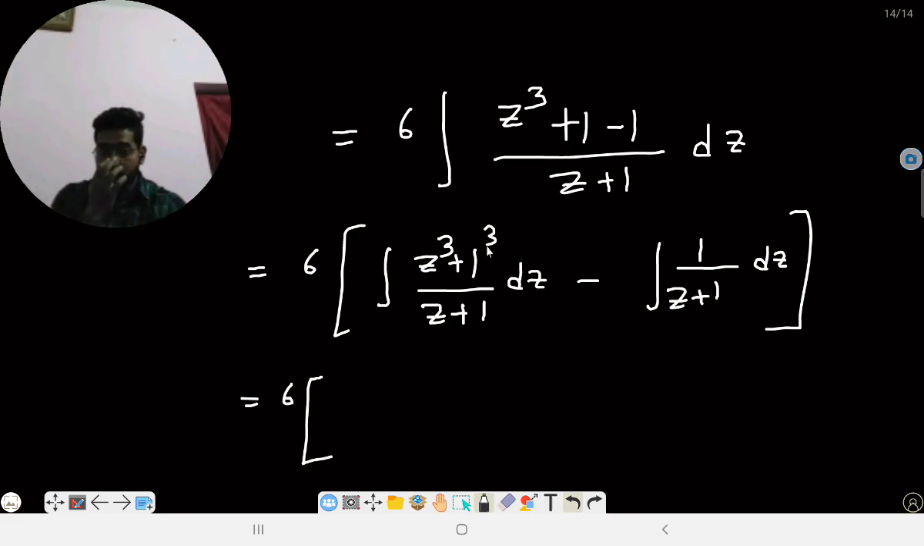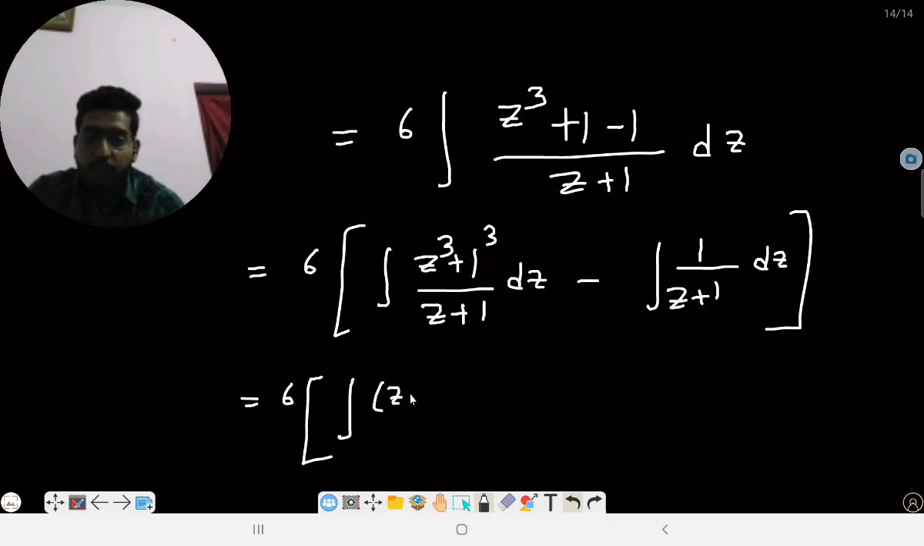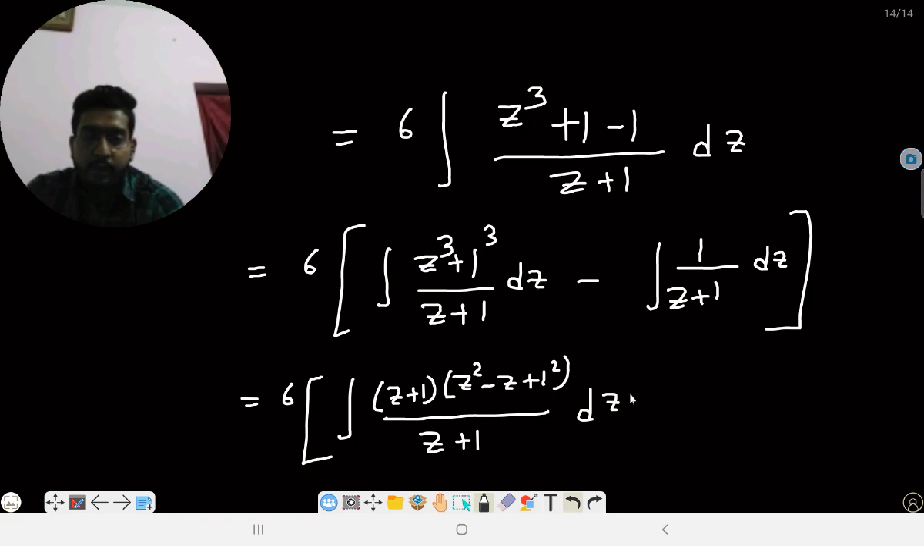So the a cube plus b cube formula. What is the formula? The formula is a plus b into a square minus ab plus b square. And the denominator is here z plus 1. Here it is dz, minus 1 by z plus 1, that will be log mod z plus 1. So here z plus 1 and z plus 1 will be cancelled out.